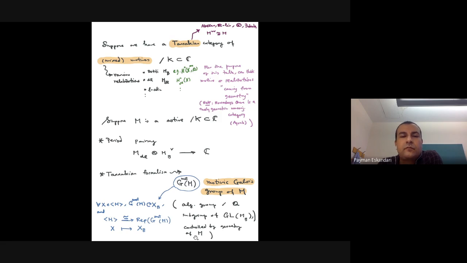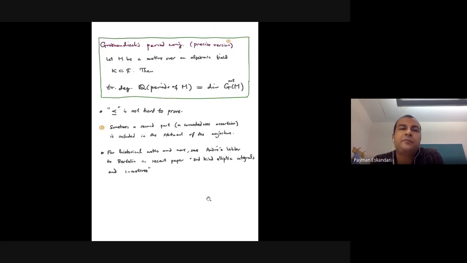Now, I'll say more about how this group is defined, but the statement of Grothendieck's period conjecture, the precise version, is that if you have a motive which is defined over an algebraic subfield of C, then the transcendence degree of the field generated by the periods is the same as the dimension of this motivic Galois group of M. So on this side you have periods, and on this side you have the dimension of this group, which captures the geometry of M.